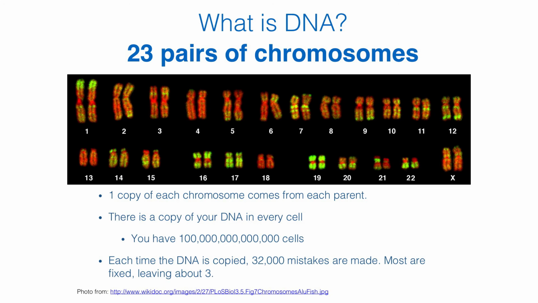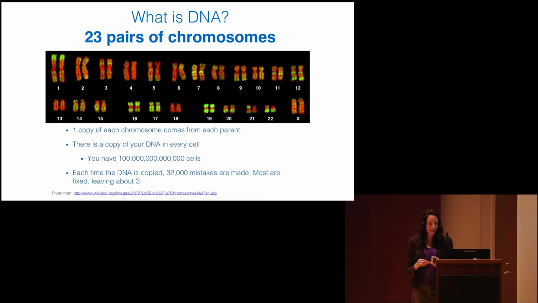The next section is about what is DNA and how do we study it. So each person has 23 pairs of chromosomes. This is a little staining of them. And you get one of each chromosome from each parent. And there's a copy of your DNA in every single cell in your body, and I just think it's amazing.